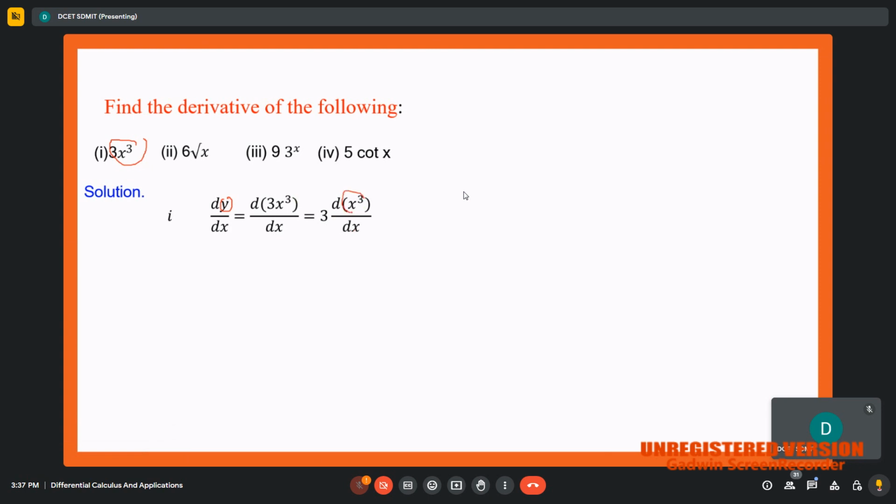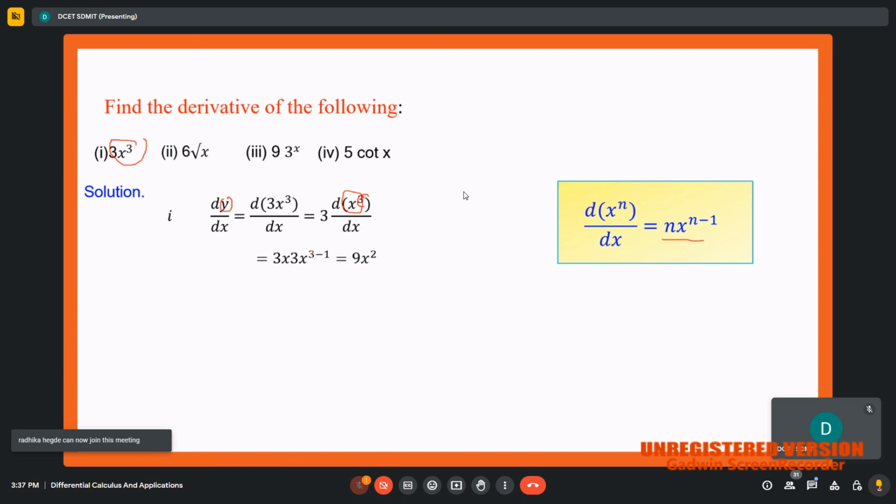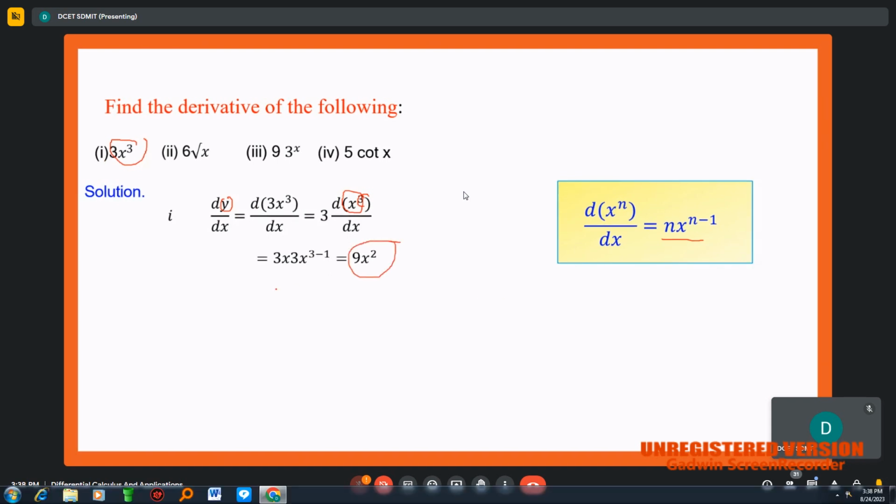Now when we are differentiating x cube, we are applying the power rule. What's the power rule here? Differentiation of x to the power of n divided by dx is n into x to the power of n minus 1. Now n is equal to 3. Therefore 3 into x to the power of 3 minus 1. That is nothing but 3 3s are 9. x to the power of 3 minus 1 is 2. Therefore we are getting 9x square. So the differentiation of 3x cube is 9x square.